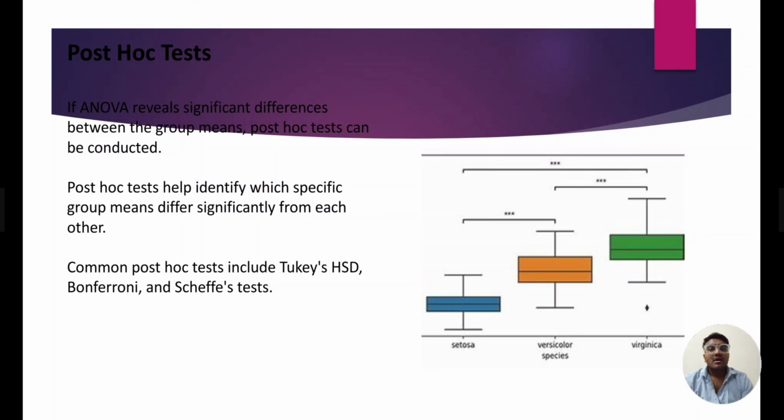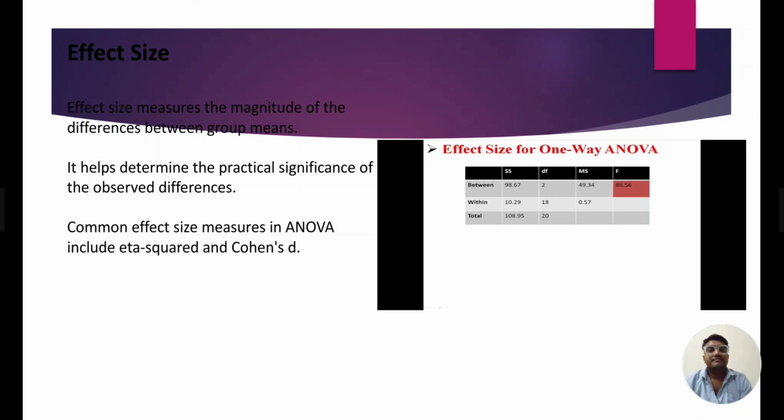Post hoc tests. If ANOVA reveals significant differences between the group means, post hoc tests can be conducted. Post hoc tests help identify which specific group means differ significantly from each other. Common post hoc tests include Tukey's HSD, Bonferroni and Scheffe's tests.